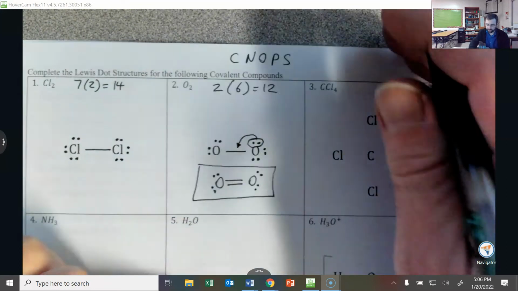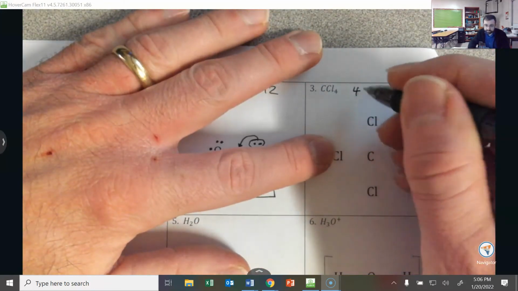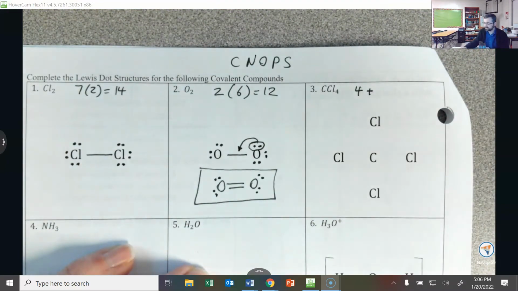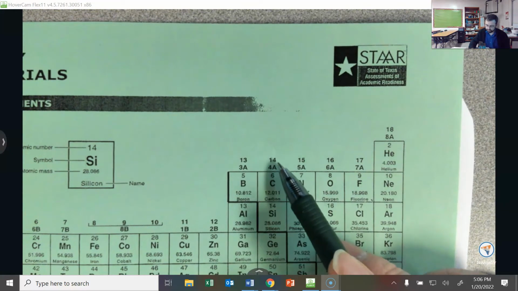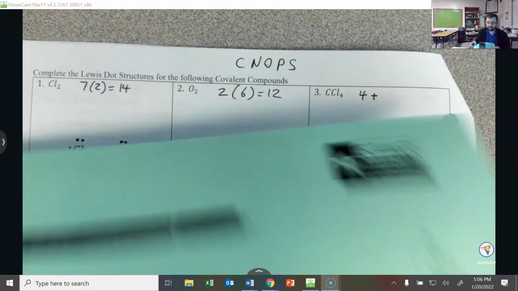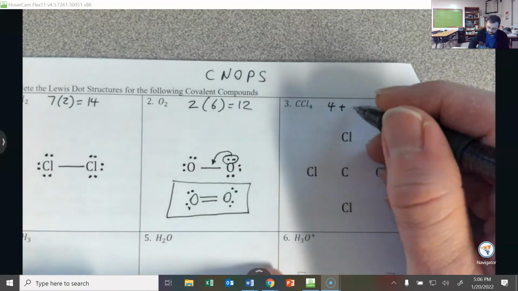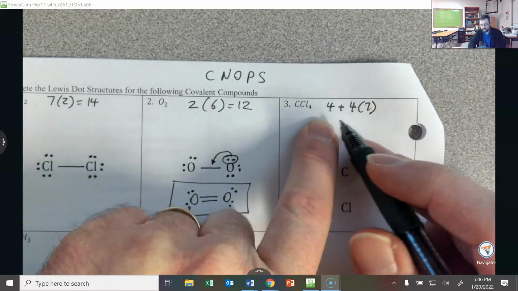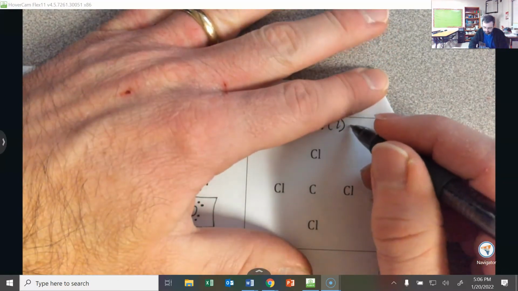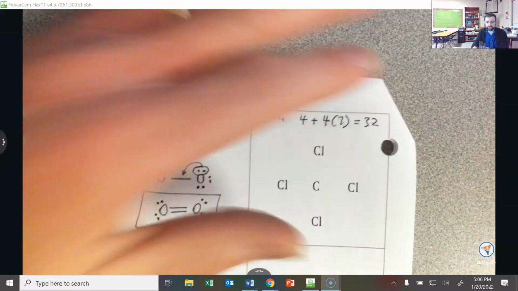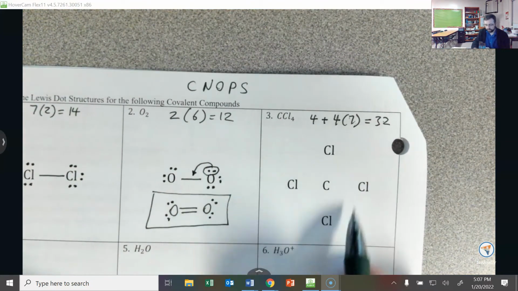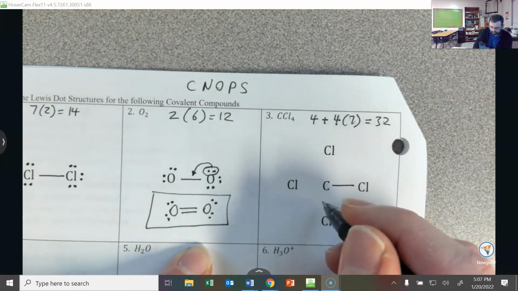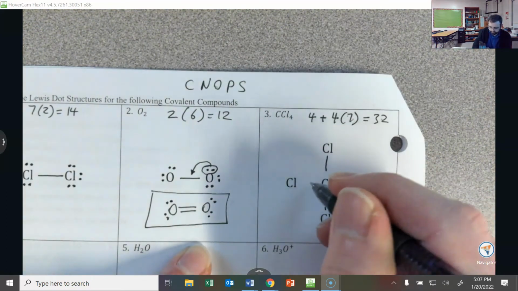Let's look at the next one. Carbon has 4 valence electrons. And then I've got chlorine with 7 each. So carbon 4, chlorine 7. And since I've got 4 of those, I'm going to multiply 4 times 7. So that gives me 7 times 4 is 28. 28 plus 4 is 32. I've got 32 to work with. Start by doing our skeleton. I've got carbon in the middle with 4 chlorines. Connect each chlorine to the central carbon.